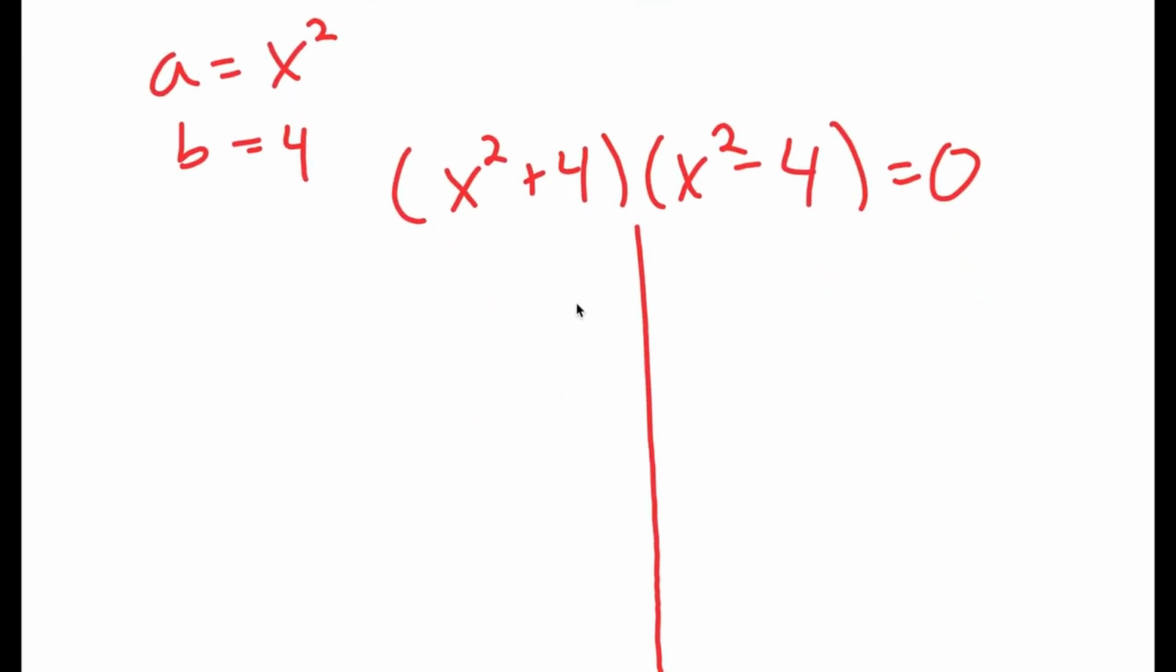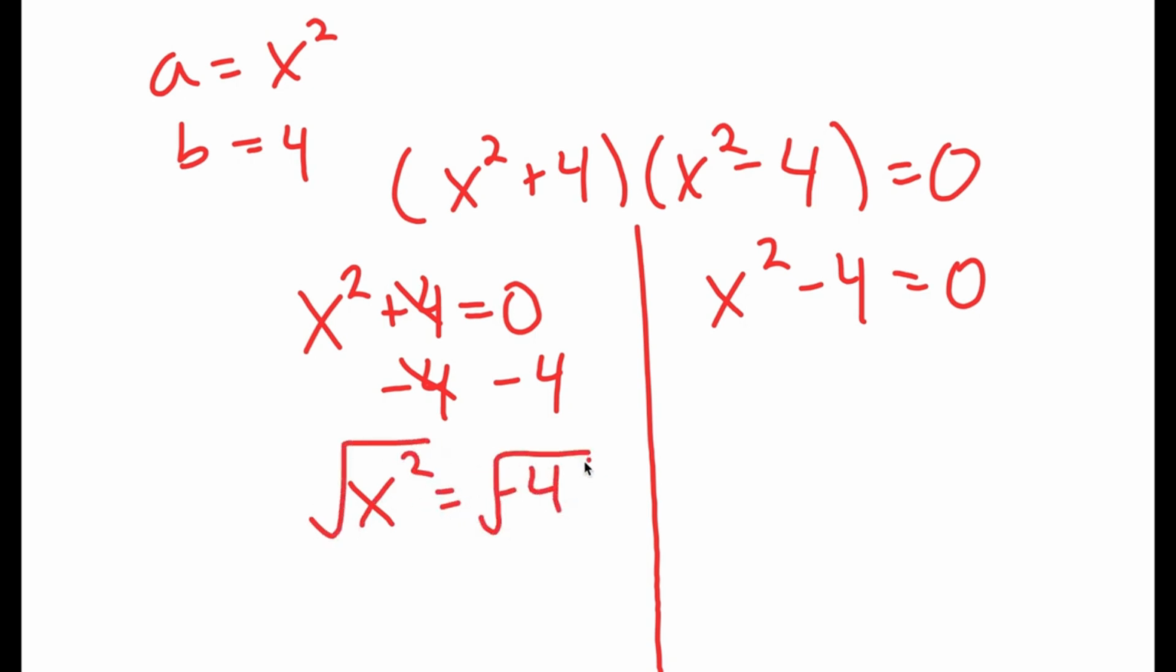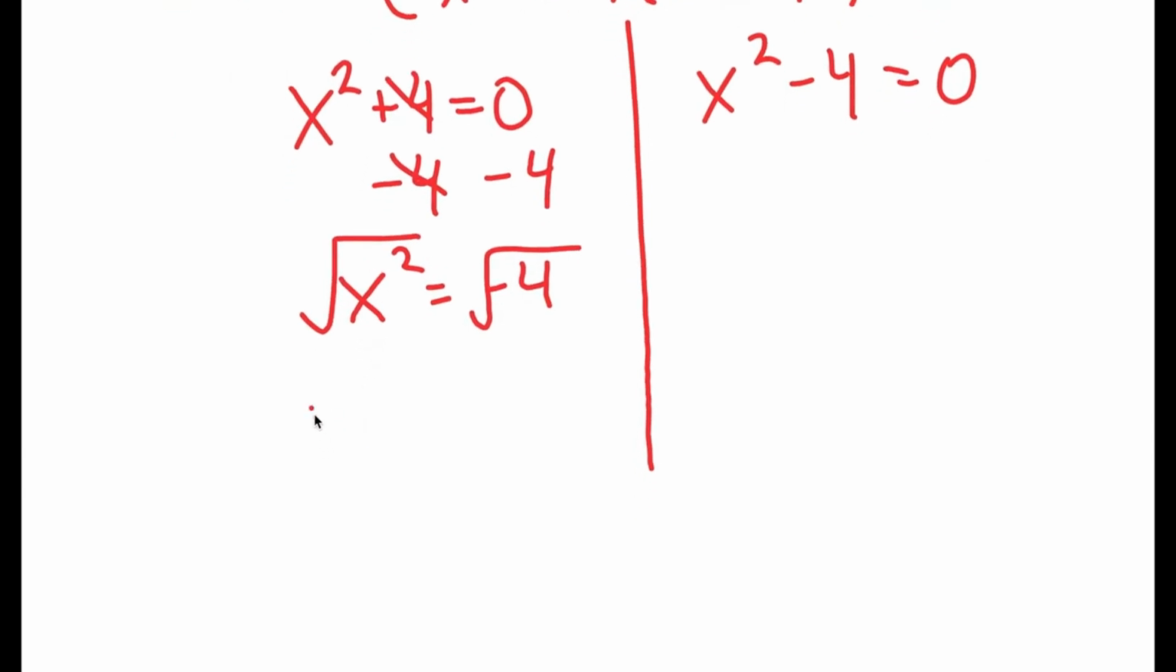Now I can divide this into two equations. I have x squared plus 4 is equal to 0, and x squared minus 4 is equal to 0. So for x squared plus 4 equals 0, I'm going to subtract 4 on both sides. So I get x squared is equal to negative 4. And now I'm going to take the square root on both sides. The square root of x squared is simply x.